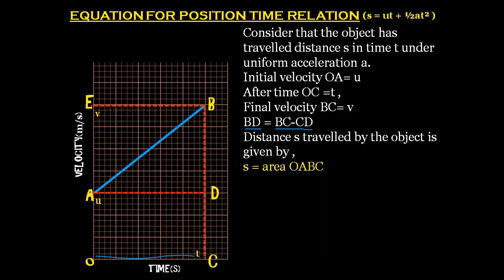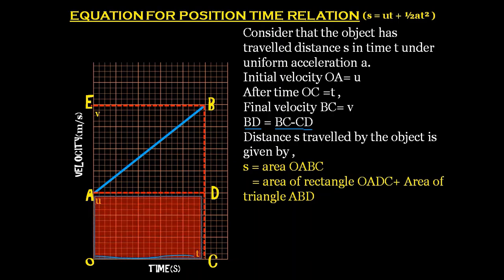This is area OABC, which is equal to the area of rectangle AODC and triangle ABD. We know that in the velocity time graph, we learned that if we have to calculate distance from a velocity time graph, then we can calculate the distance by the area under the graph. And the area is the area of rectangle OADC and the area of triangle ABD.